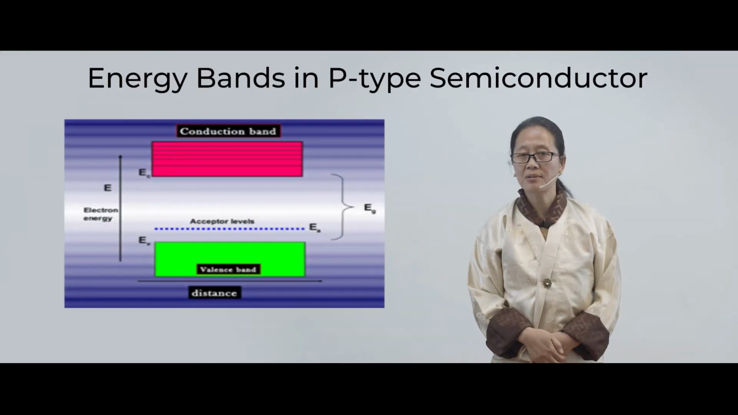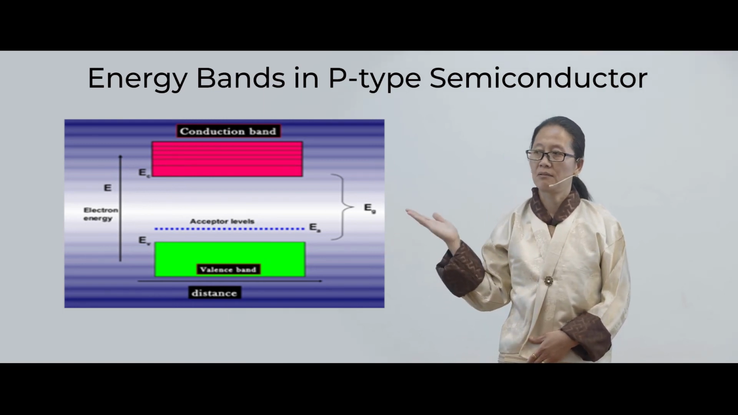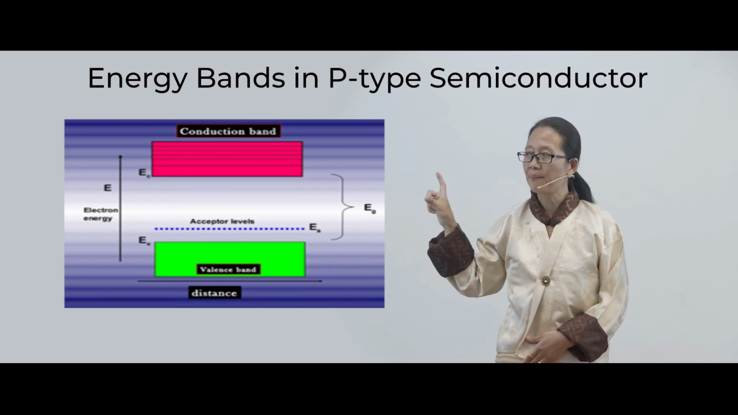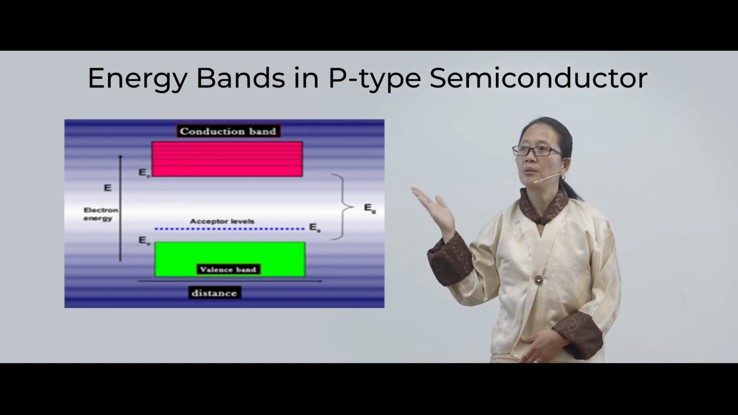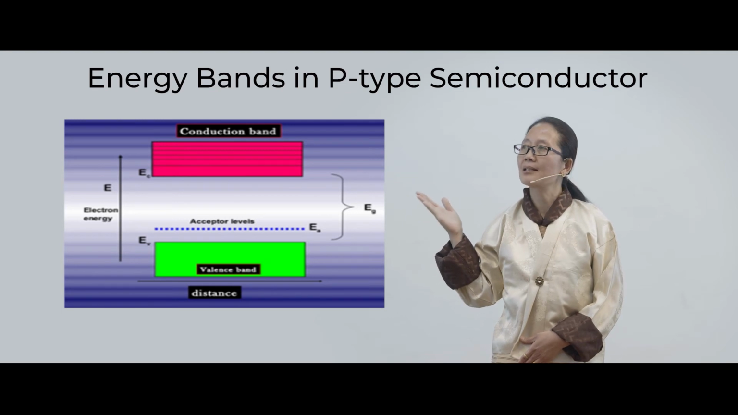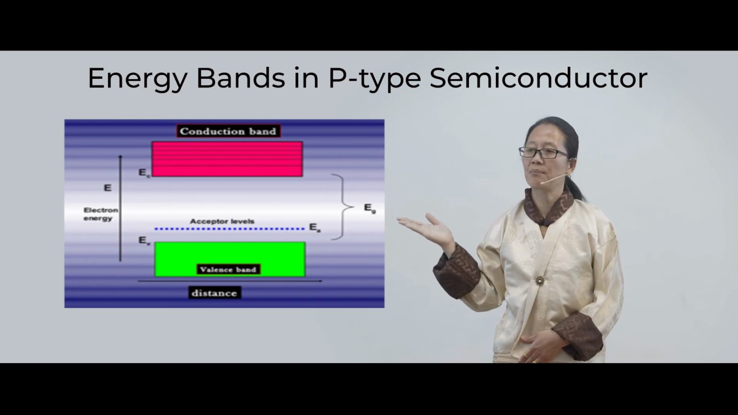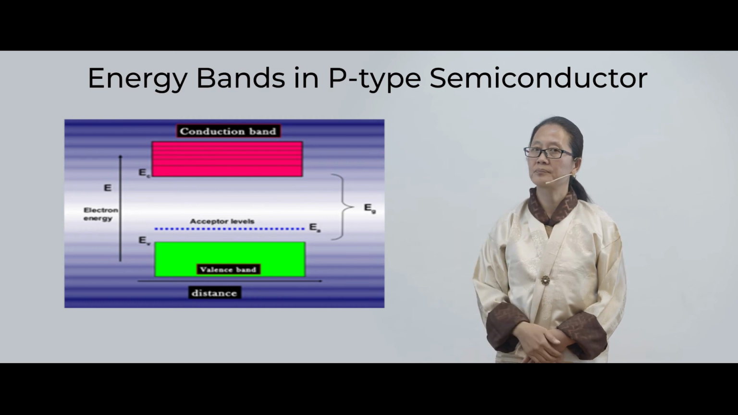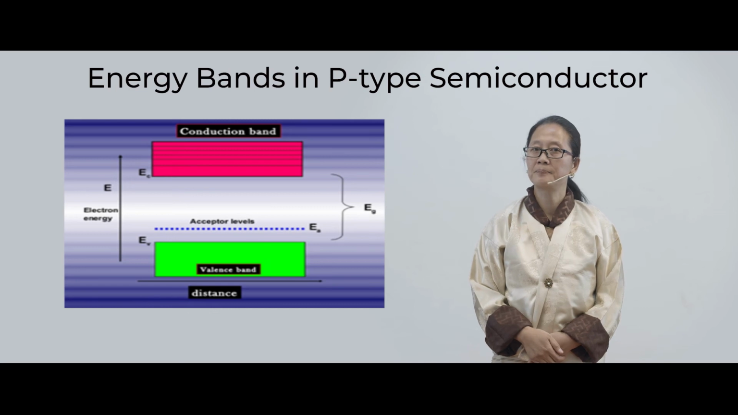Let's look at the energy band diagram of p-type semiconductor. Again, same thing here. The lower band is the valence band, the upper band is the conduction band, and there is a gap in the middle called the forbidden gap. And again, you can look at the energy band and see the difference between n-type and this p-type. What difference do you see? Can you see any difference between n-type and p-type energy band diagram?